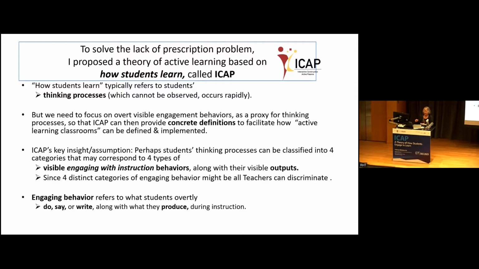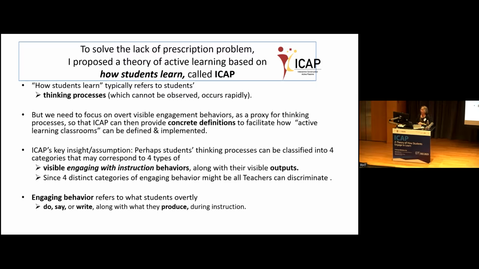So that's the hurdle. How do we come up with concrete definitions when the thinking process of how people learn is really invisible and opaque? ICAP's key insight and assumption is that perhaps students' thinking processes can be classified into 4 categories that may correspond to 4 types of visible engaging behaviors, along with their visible outputs. In other words, lots of processes are going on, right? And instead of thinking about all these learning processes, we simply classify them into 4 types and then see if we can map these 4 sets of thinking processes to 4 discrete sets of behavioral engagement. So that was a supposition.